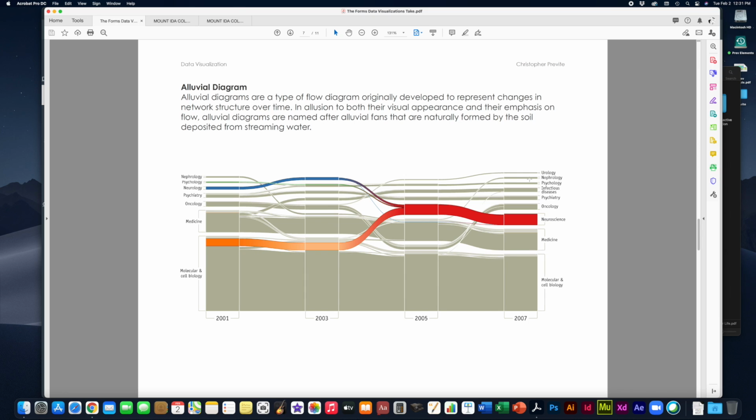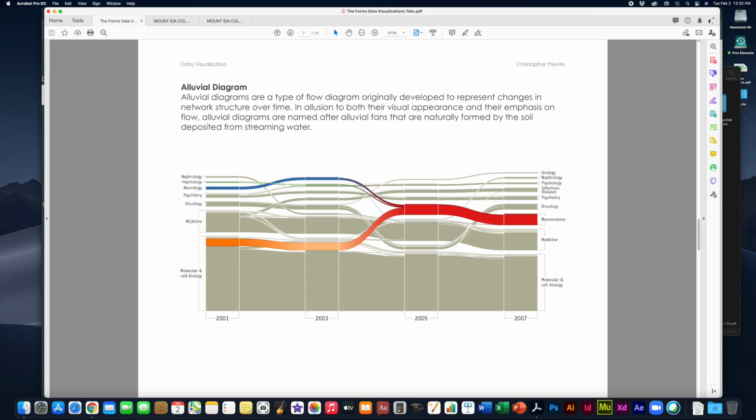Now, even though this is what this particular diagram was designed for, it doesn't mean you can't repurpose it for other things. Notice in this one we still have a vertical axis. Over here it's different types of medicine, right? We have neuropathy, psychology, neurology, psychiatry, oncology. So these are different areas of focus or specialty in the world of medicine. And then along the bottom here we have years, the year 2001, 2003, and whatnot.